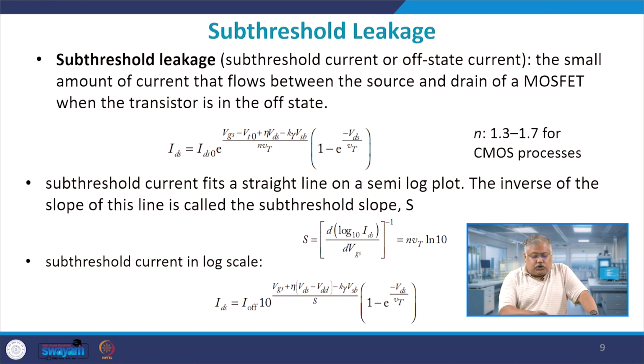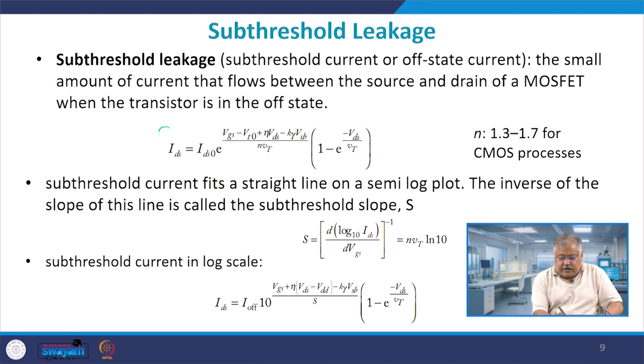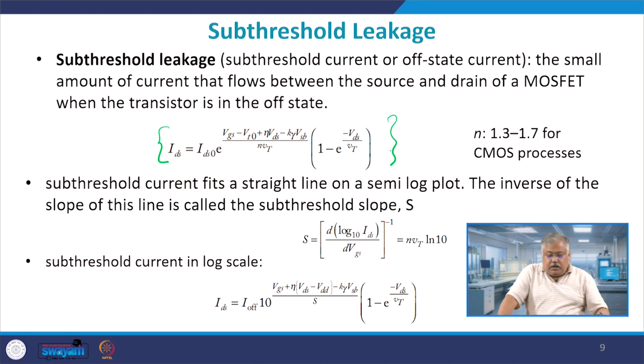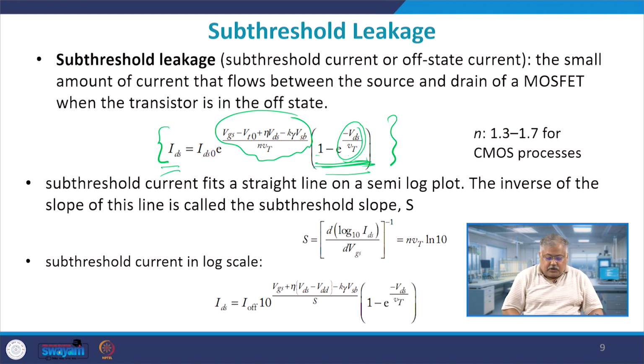Let me come to the subthreshold leakage. Now as I discussed with you, a small amount of current will be flowing from source to drain of a MOSFET even when the transistor is in the off state, and the value of the drain current here is given by this expression, and as you can see, it depends exponentially. Even if you forget about the other terms, it depends exponentially on the value of VDS. So when VDS goes on becoming higher and higher, e to the power minus VDS goes on reducing, and 1 minus this goes on increasing, and therefore IDS goes on increasing, right.